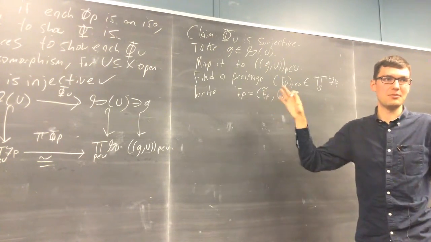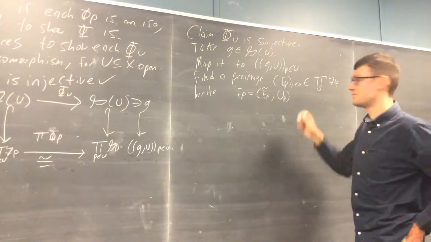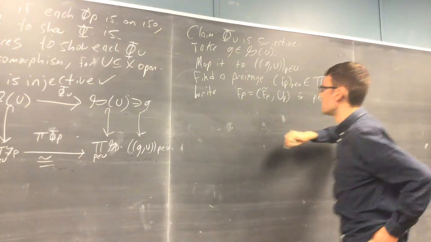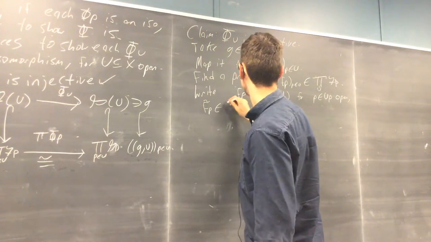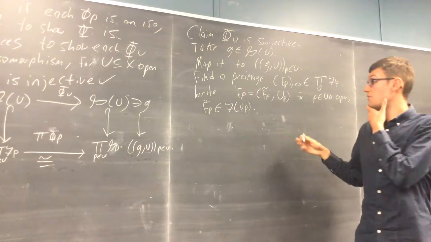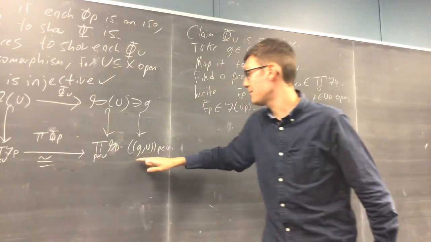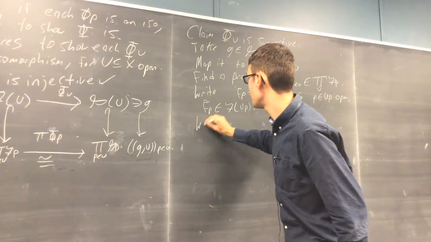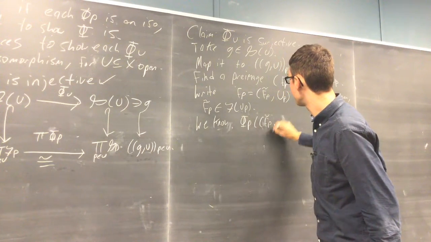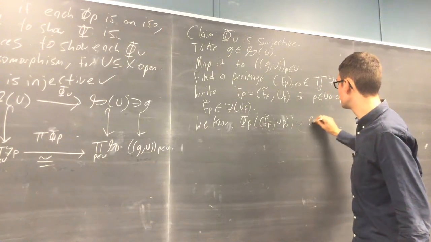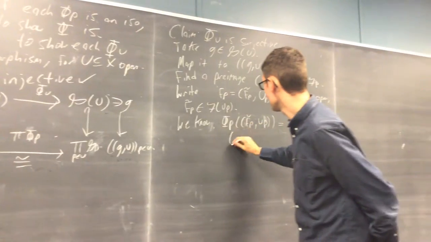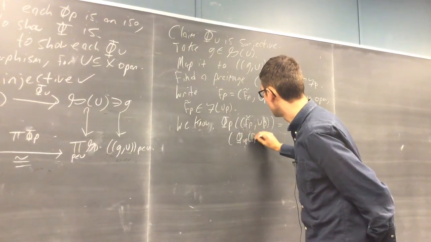I can certainly represent it as some ordered pair. I've got an FP tilde and then a neighborhood of P. So we do this for every point. And then we look at what it means for it to map to this over here. So we know that phi P of this pair is a GU at every point. Now I have a definition for this map, so I just apply phi up to FP tilde.